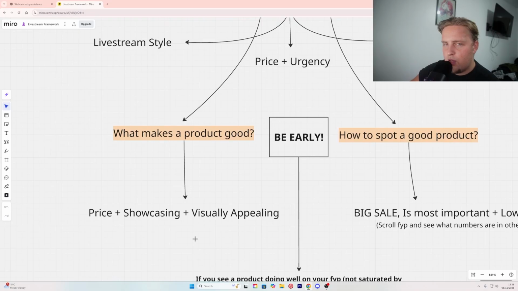And then you've got showcasing. You have to make the product look good. That's why I say quality is so important. Audio is so important. It is all important factors, because if your showcasing isn't great, you can't show the product is actually that great. Why is anyone going to buy it?